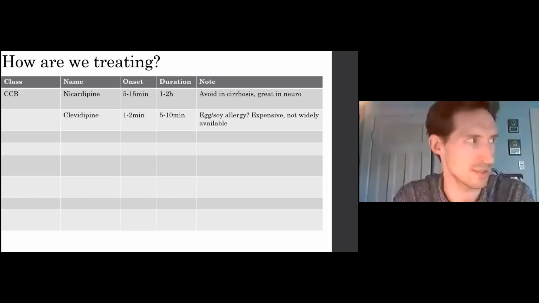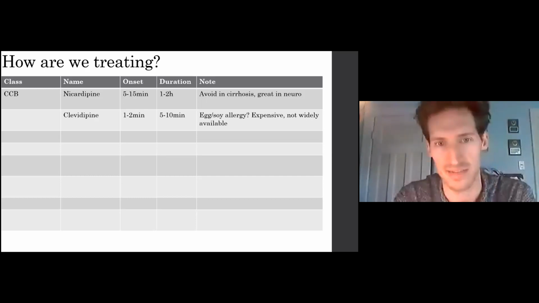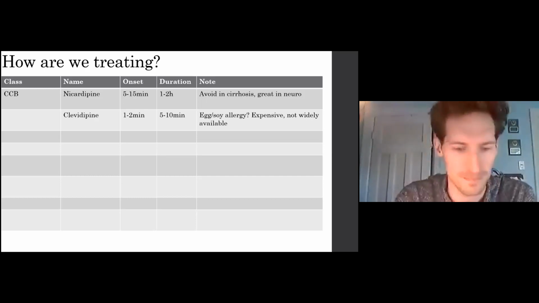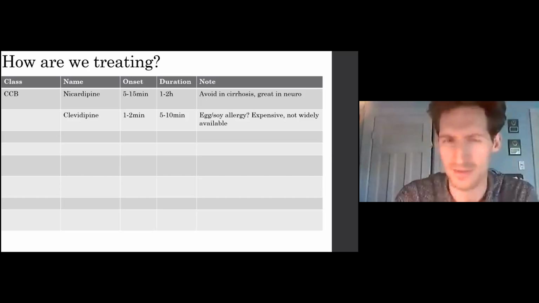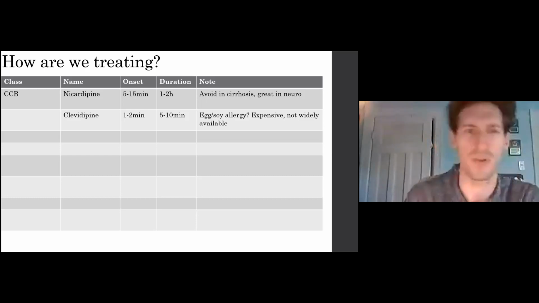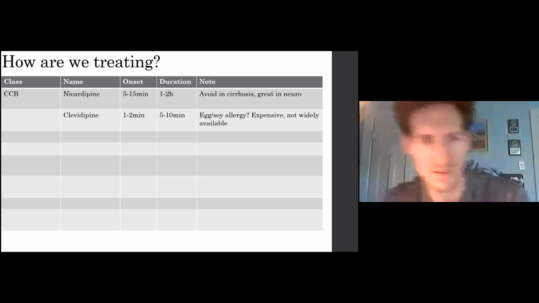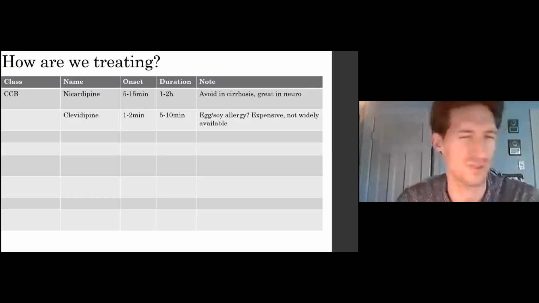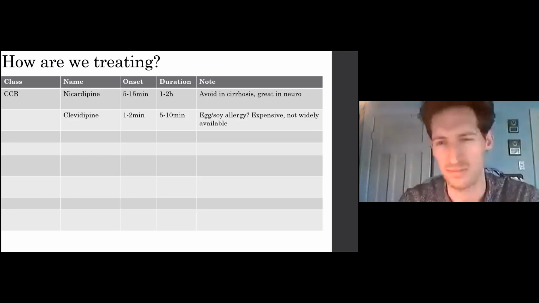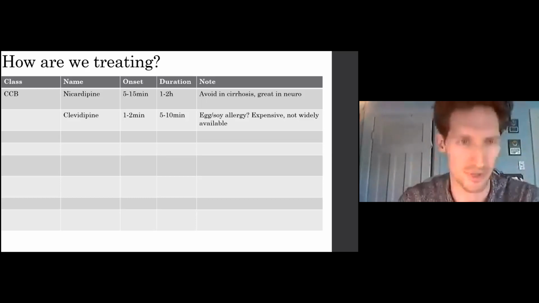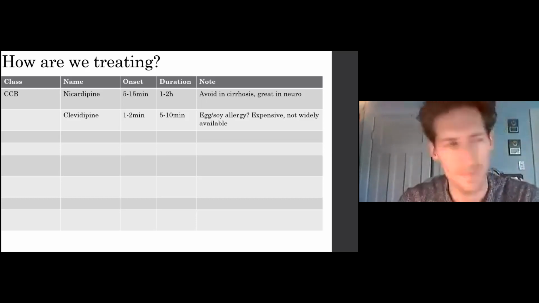Clevidipine is basically a shorter acting nicardipine, and it's fantastic. I know that it's not really widely available. The only place on the French side that uses it is the SHIM. I'm not sure Sacré-Cœur has it. And even then, you need to have a good reason to use it because it's quite expensive.